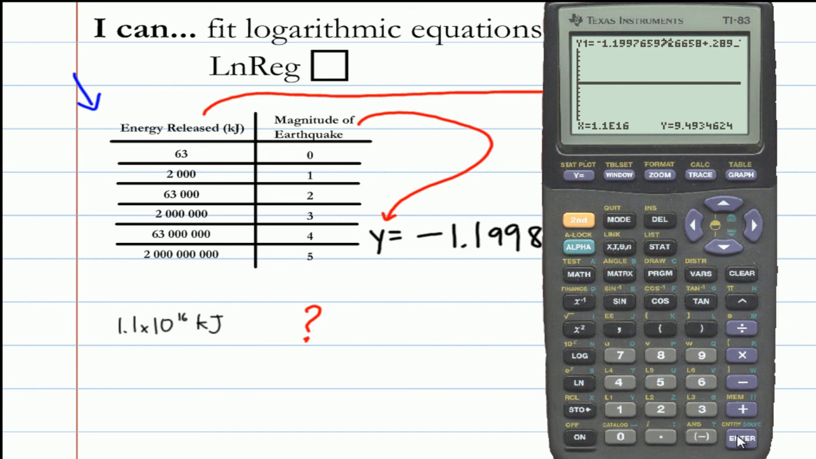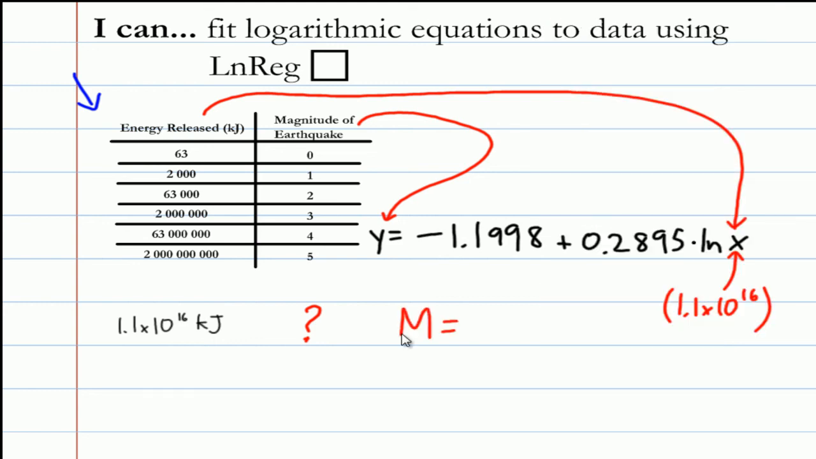And it does. So 9.49 is the magnitude of the earthquake when the energy is 1.1 times 10 to the 16. The final answer, M is 9.49. So the magnitude of the earthquake releasing 1.1 times 10 to the 16 kilojoules is 9.49.